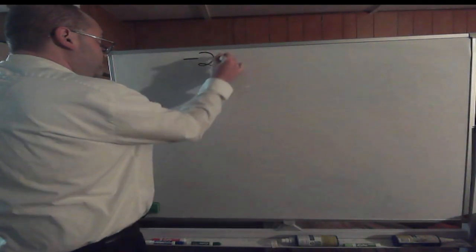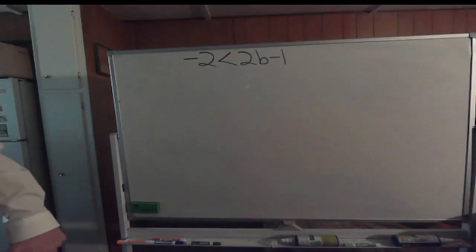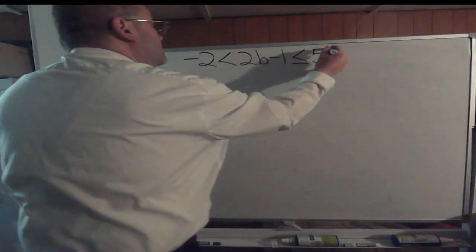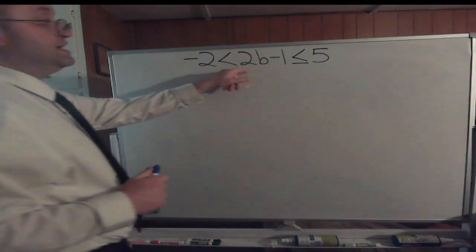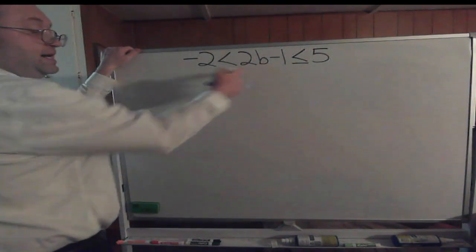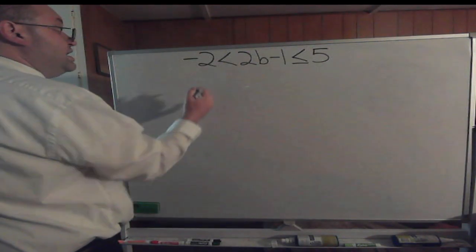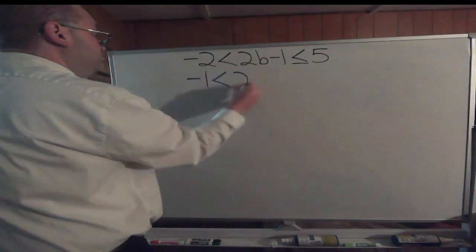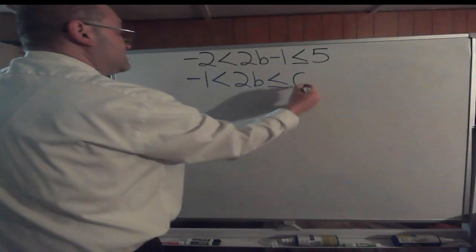Next, -2 is less than 2b minus 1, which is less than or equal to 5. Okay, so we have the combined inequality here of negative 2 is less than 2b minus 1, which is less than or equal to 5. Well, I want to get the 2b by itself, so I need to add 1 to all these sides. If I add 1 to negative 2, I'll end up getting negative 1. That'll be less than 2b, which will be less than or equal to 5 plus 1, which is 6.